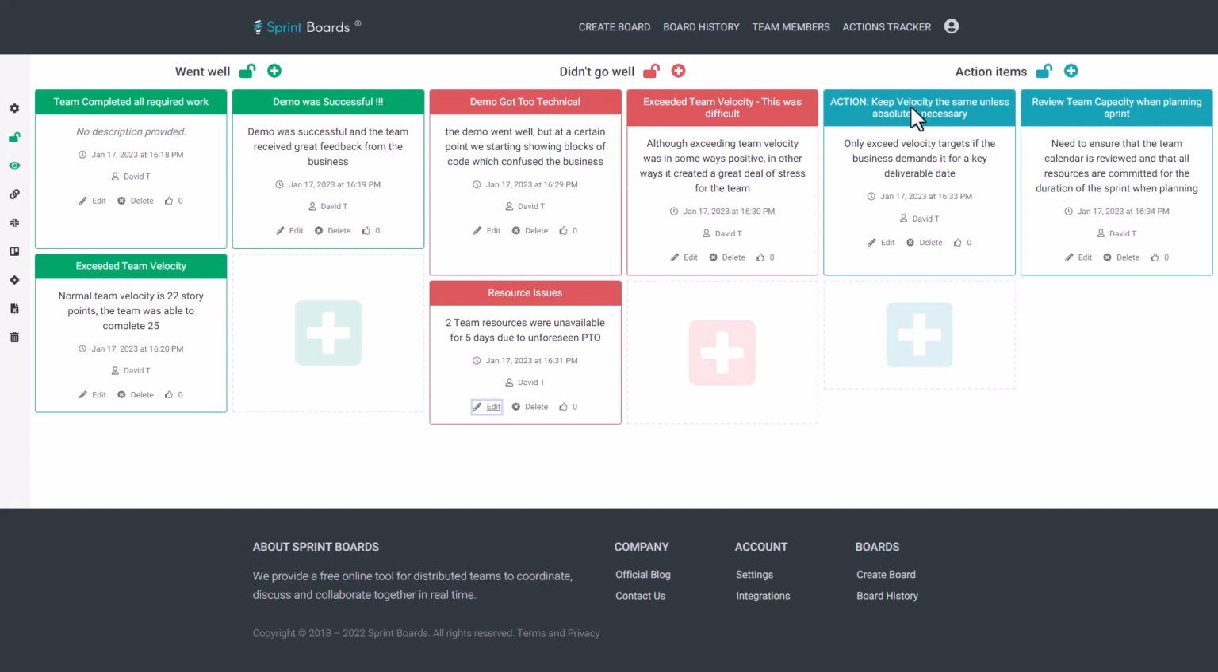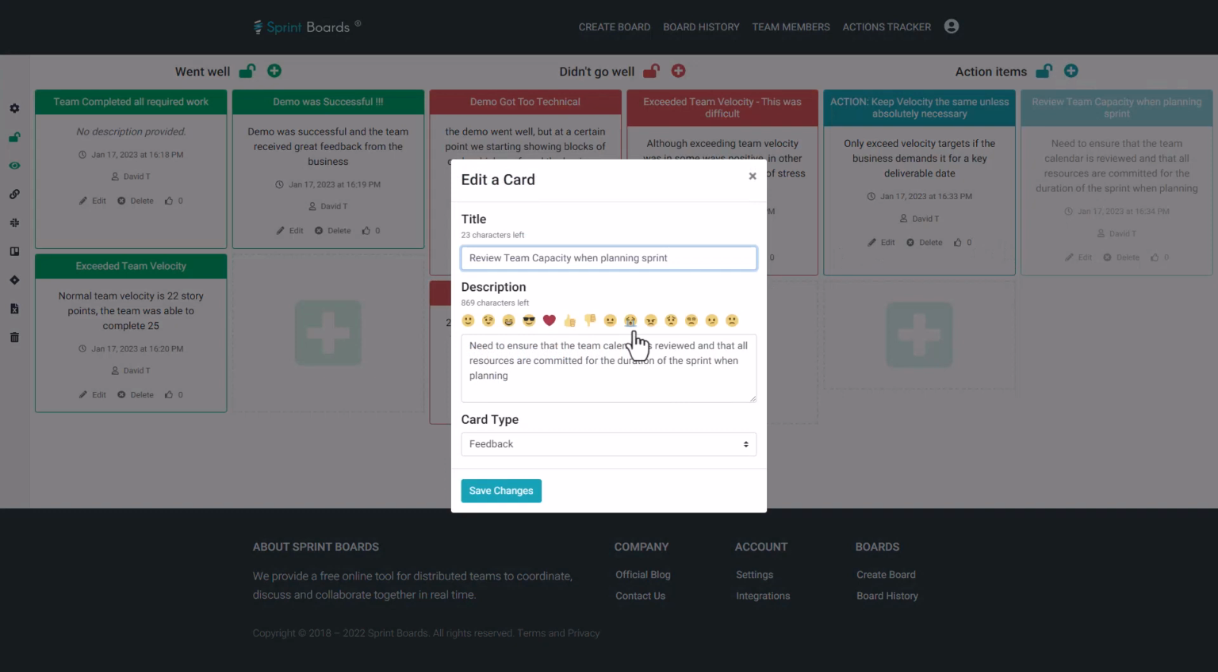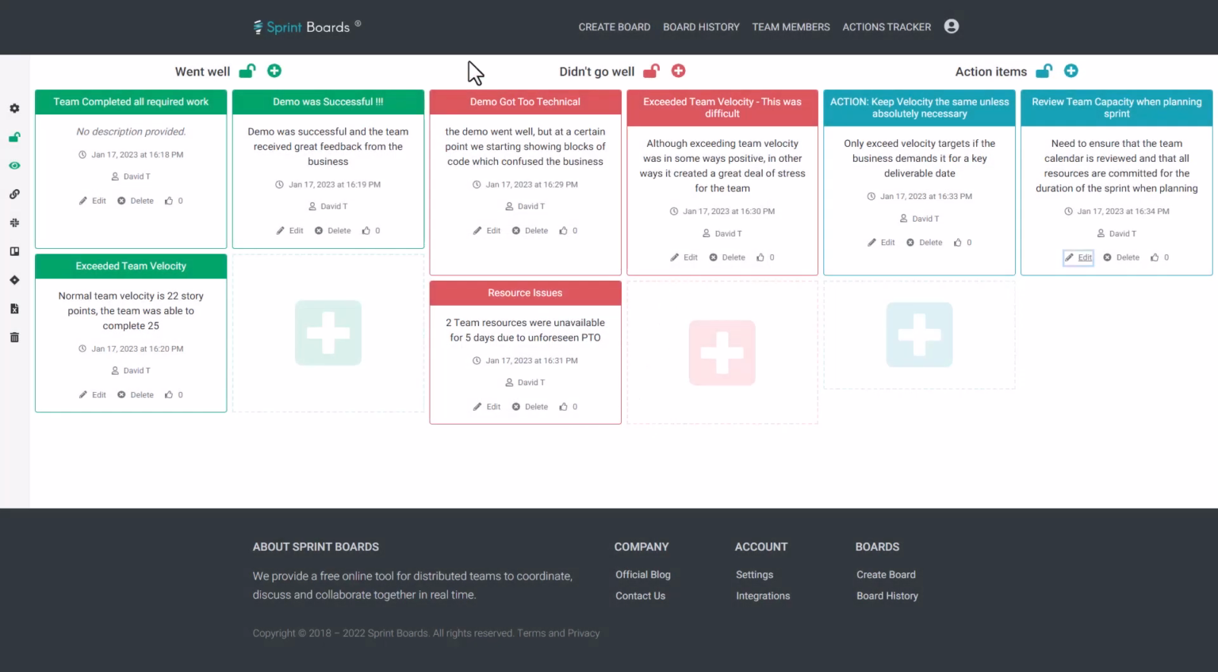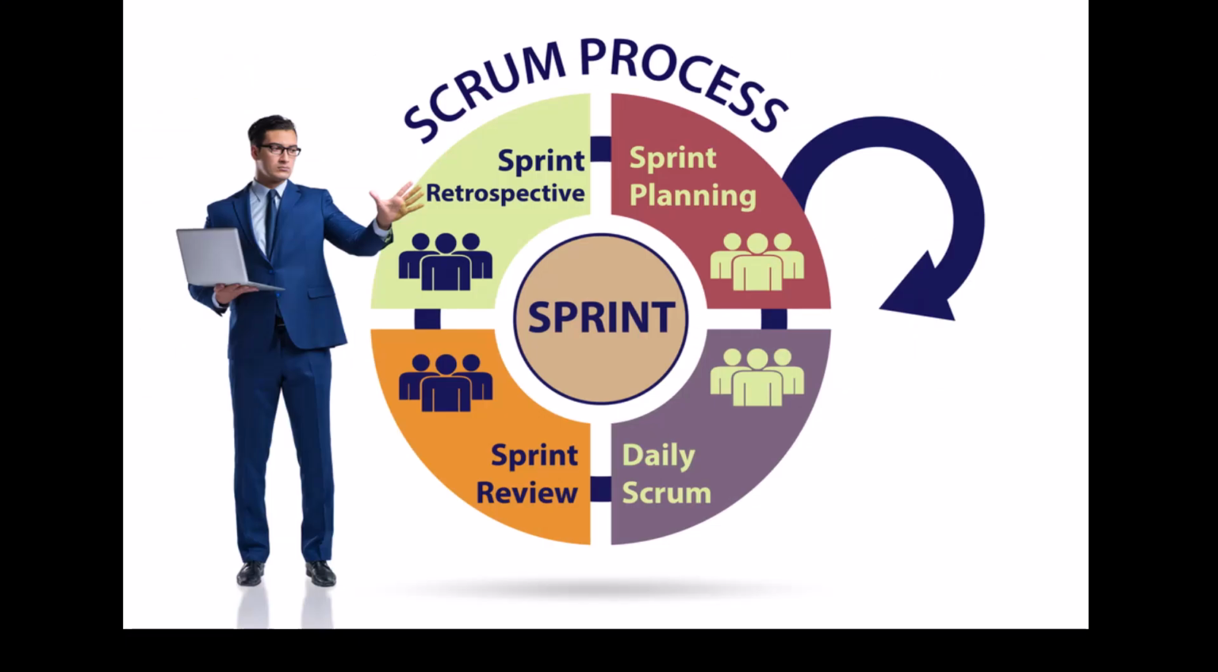So now, taking this, we want to look ahead to the next sprint. What are our action items? Nothing too significant, but the key is let's maintain velocity and not exceed it unless it's absolutely necessary. And then also do a better job of analyzing the team calendar to see what the team's capacity is versus the velocity that we've committed to on a sprint over sprint basis. So that's it, the team has completed the Scrum process and we're ready to start the next sprint.